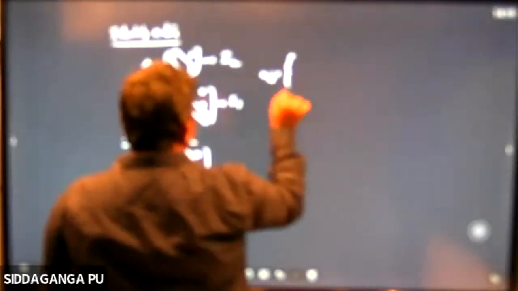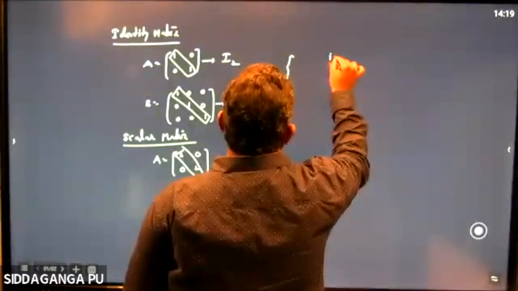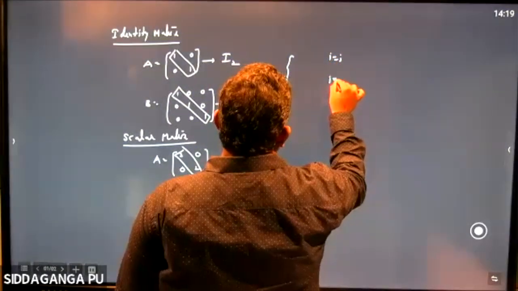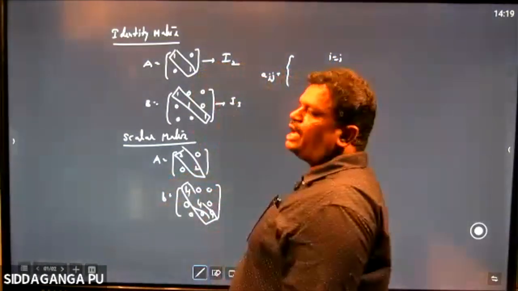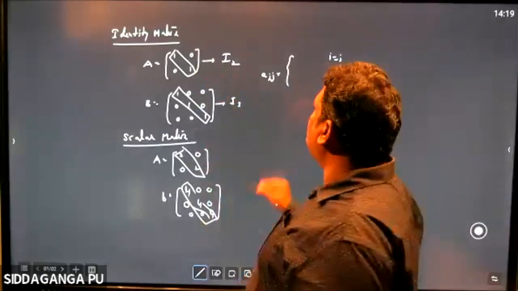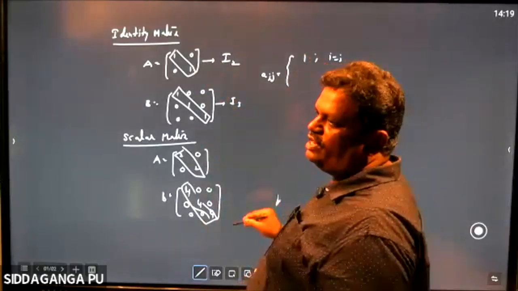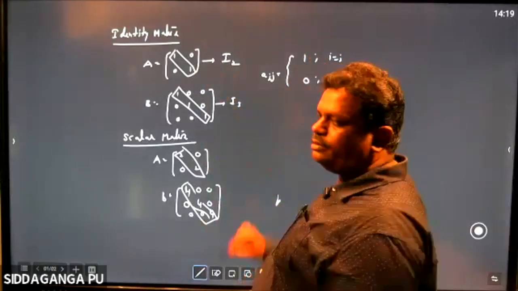Here, in the structural definition, a matrix Aij is given. This can be defined as two cases: i equal to j, and i not equal to j. In this matrix, i equal to j means principal diagonal elements, where 1 is given. i not equal to j means 0 is given.